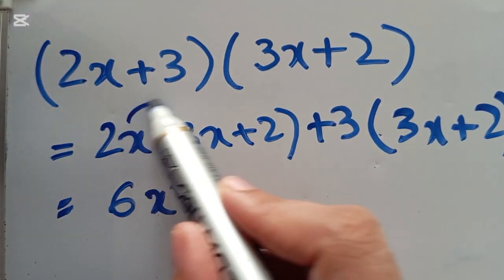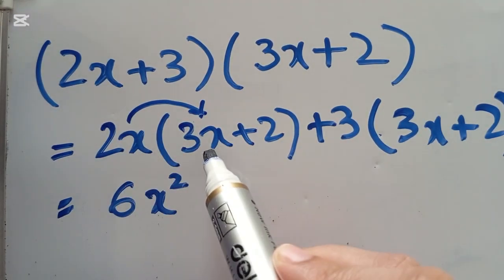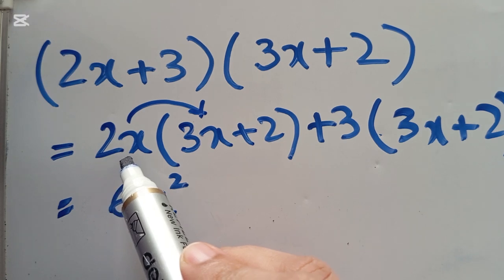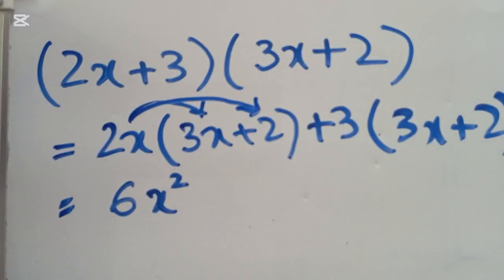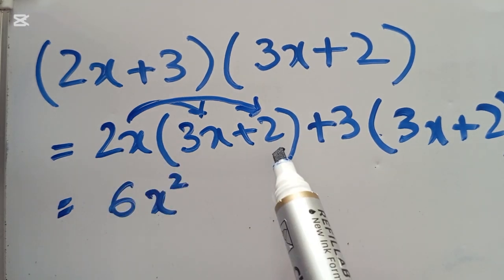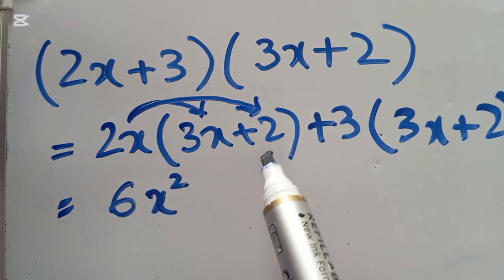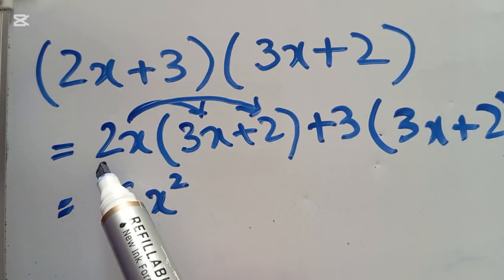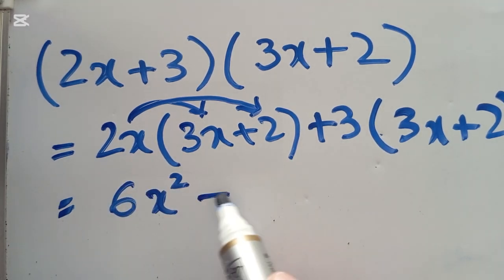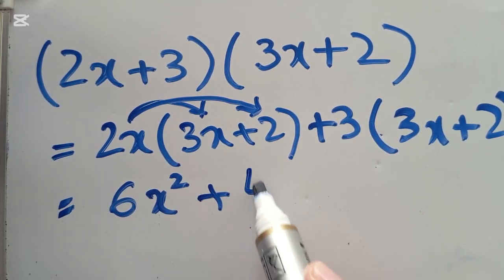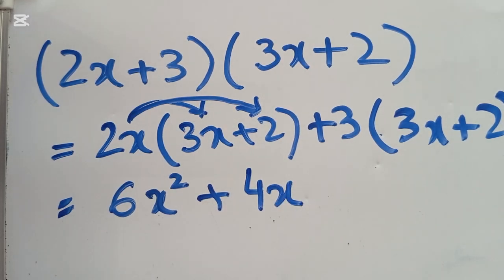Now see the next one. I have multiplied 2x with 3x. Now I will multiply this 2x with this 2. 2x multiplied by 2. You better know this, that 2 will only be multiplied with 2 and x will remain as it is. 2 multiplied by 2 will give you 4 and x will remain as it is.